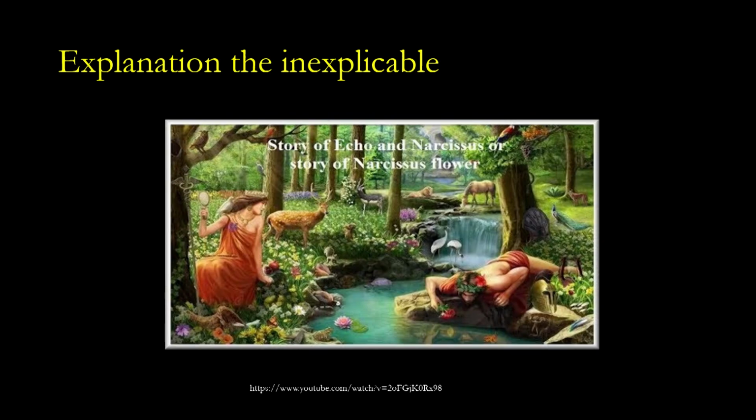Explanation of the inexplicable. There are many phenomena which are not easily explicable. Folklore tries to explain them and give us a more or less satisfactory answer as to why certain things happen. This is a folk tale about Echo and Narcissus, and this story tells us why there is an echo in the mountains and why the flower narcissus always looks towards the water.